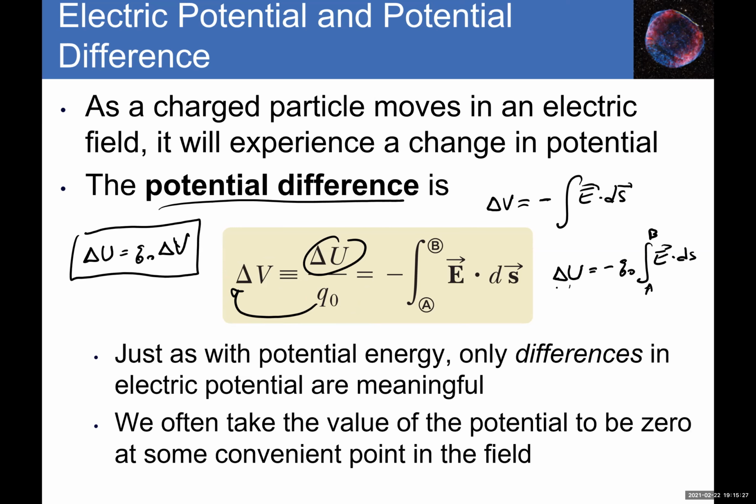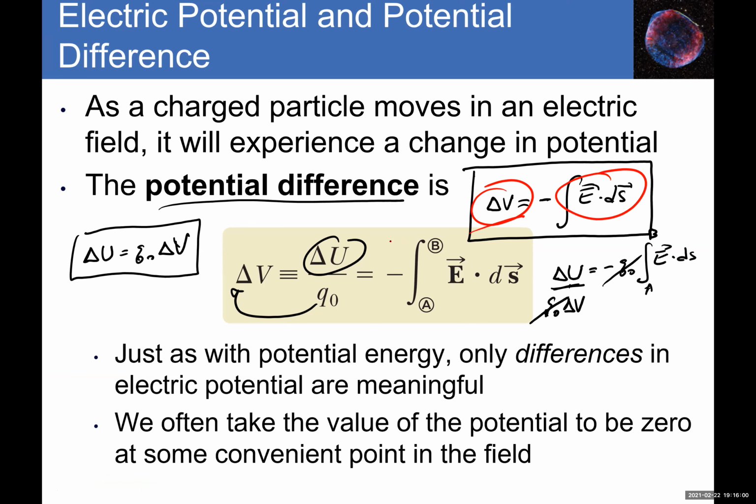So if I replace this delta U with q naught times delta V, then the q naughts cancel out from both sides. Again, when you're considering potential, you don't really need any information about the test charge. Only when you have potential energy do you need the test charge information. For the potential, you don't. Potential relates to quantities that depend only on the source charge. Potential, which is the scalar information about the source charge, is related to the vector information about the source charge. And that's the equation where delta V equals the negative of the integral of E dot ds.